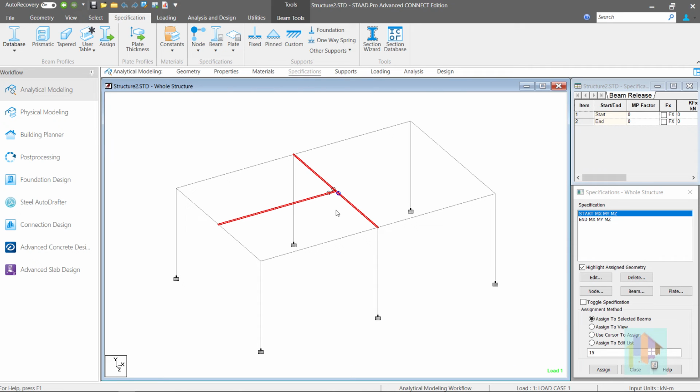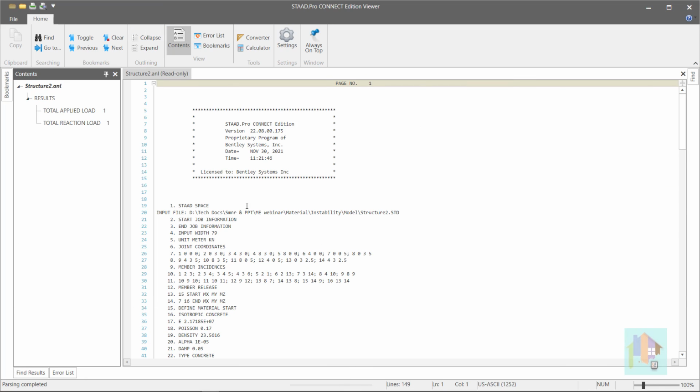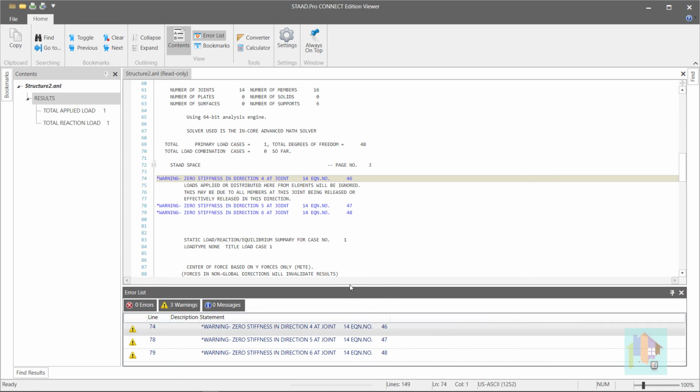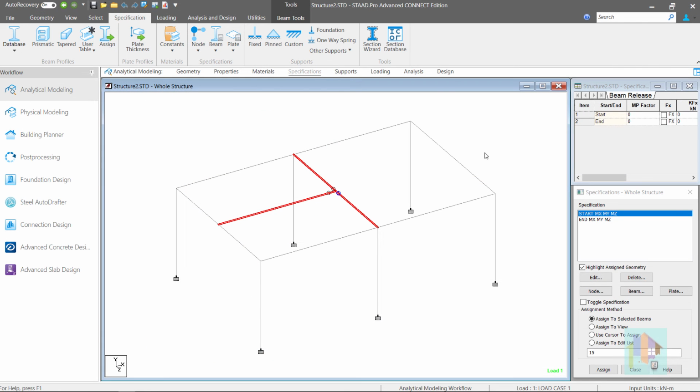Nobody likes warnings. If you submit this file to the consultant or reviewer, they will probably inform you to remove these warnings. Now, a zero stiffness warning does not always indicate there is a problem in the model or that the results are incorrect. It is just a warning to inform the user that there are some nodes which don't have any stiffness in a direction. Depending on the loading and other conditions, this might be harmless.